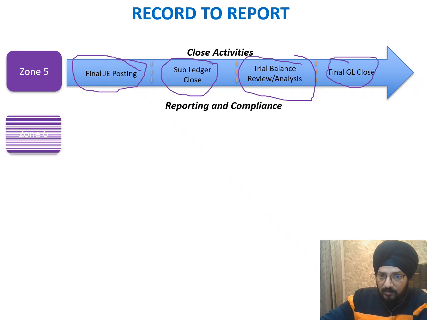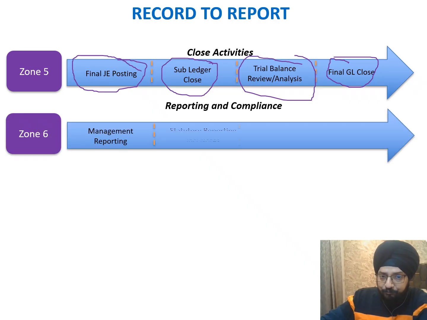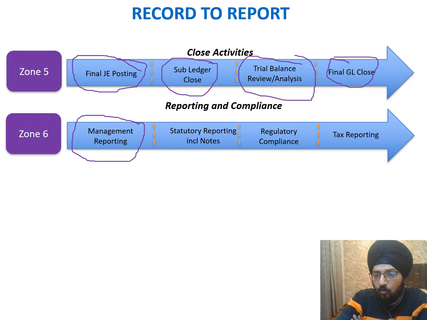Move to the next zone, which is reporting and compliance. Now we have closed our books of accounts, we have extracted our trial balance. Now it's time for us to do the reporting, because reporting is the final outcome of the entire activities of the period close. So reporting again has two sets of reporting. One is management reporting, which is largely reporting used to ensure that all the management information is passed on to the stakeholders for their decision making.